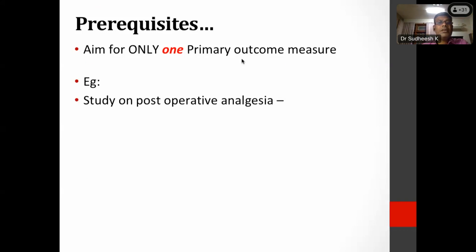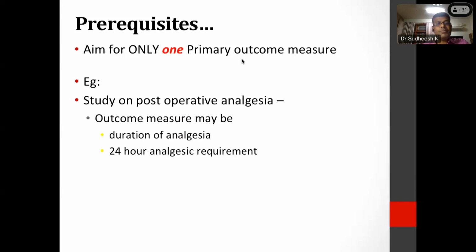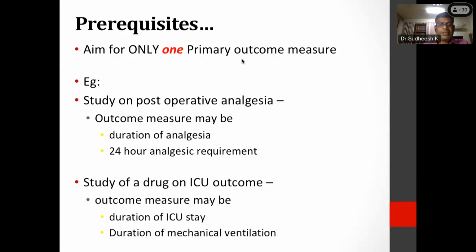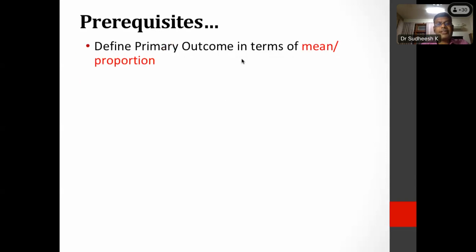For example, if you are doing a study on post-operative analgesia, the outcome measure can be duration of analgesia or 24-hour analgesic requirement or anything like that. Likewise, if you are doing a study of a drug on an ICU outcome, the primary outcome measure can be duration of ICU stay, or duration of mechanical ventilation, or even incidence of mortality, etc.